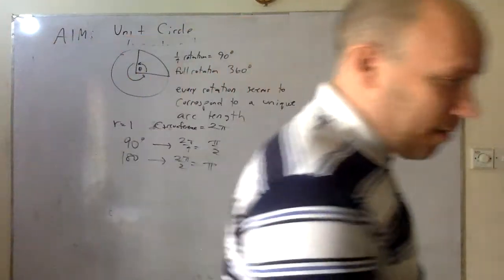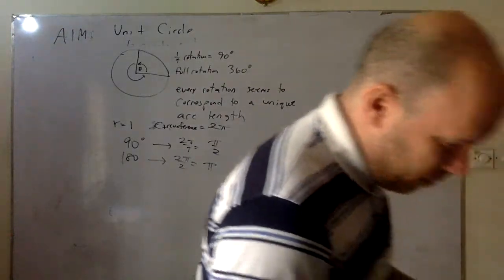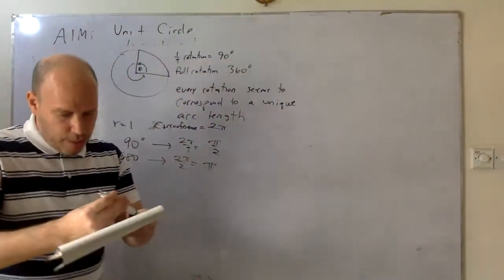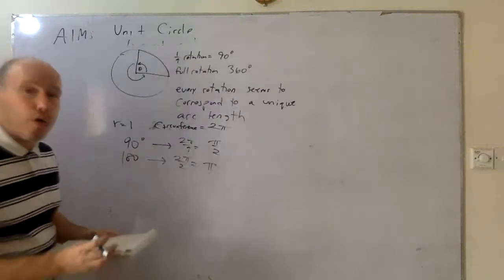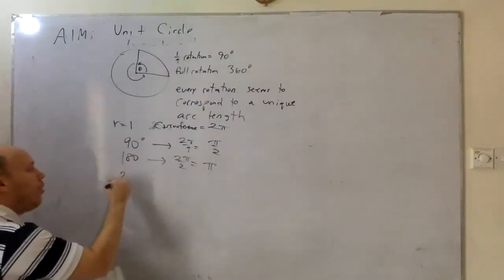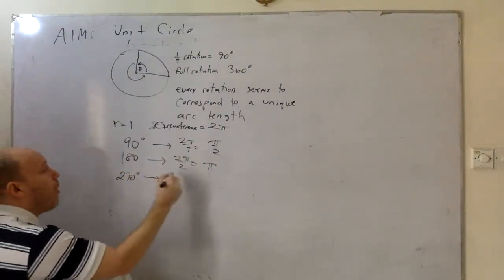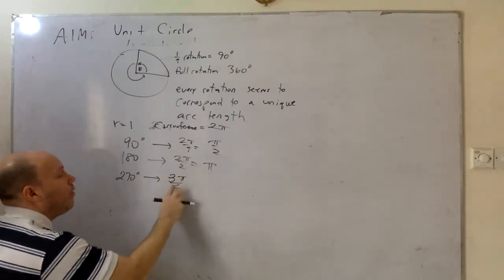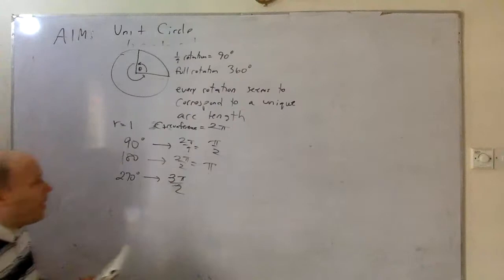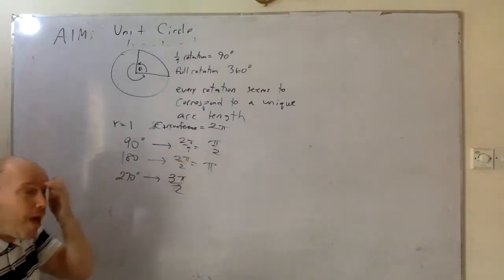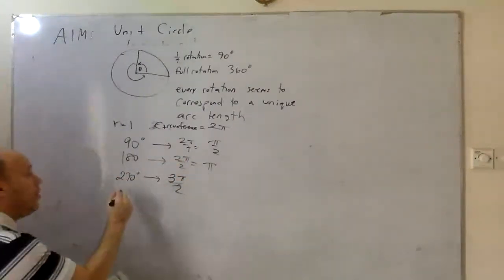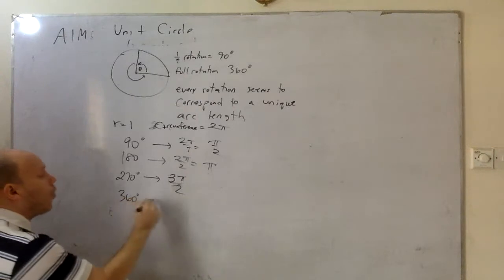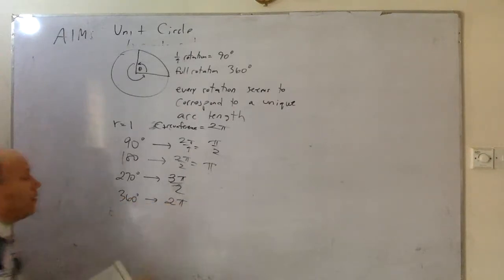My pen's running out of ink. Let's try another pen. What else? What does 270 correspond to? 270 degrees corresponds to 3 pi over 4. No, sorry, 3 pi over 2. And 360 corresponds to 2 pi.